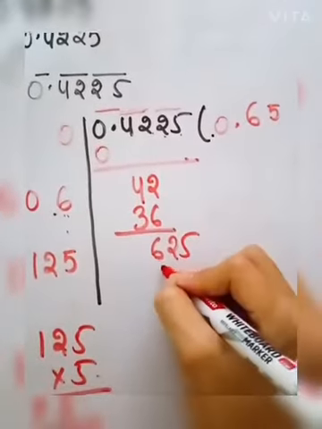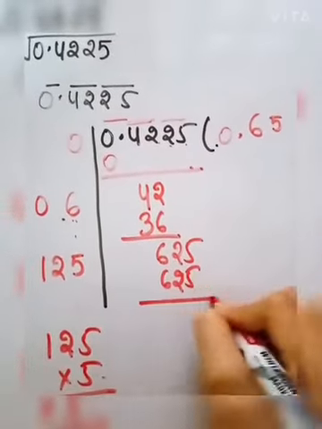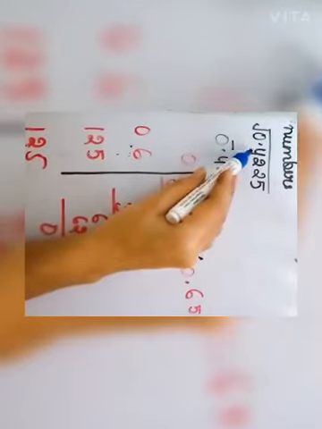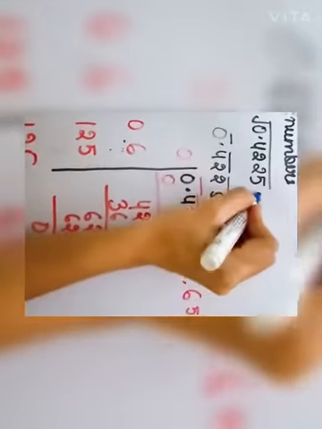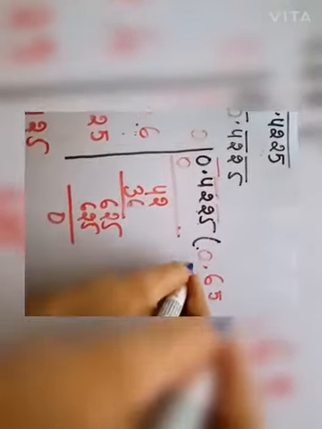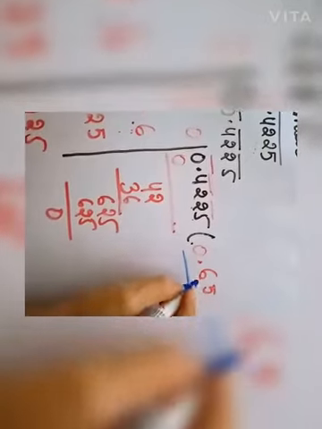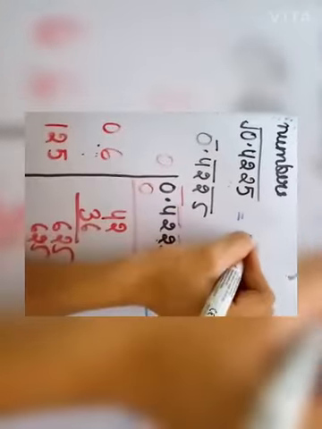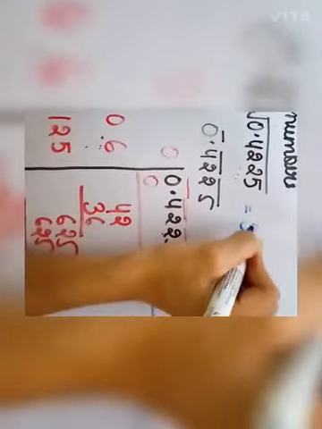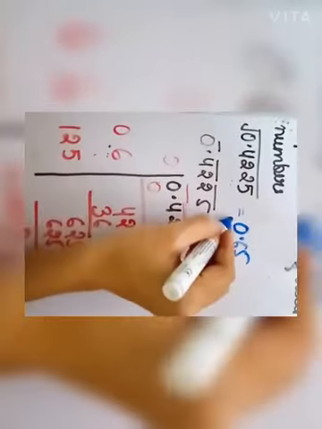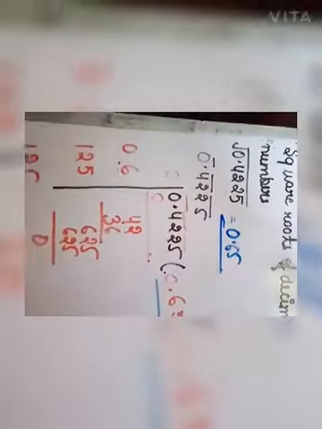125 5s are 625. So what is the square root of 0.4225? It is 0.65. This is the square root.